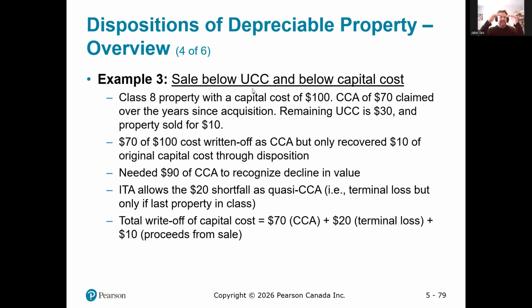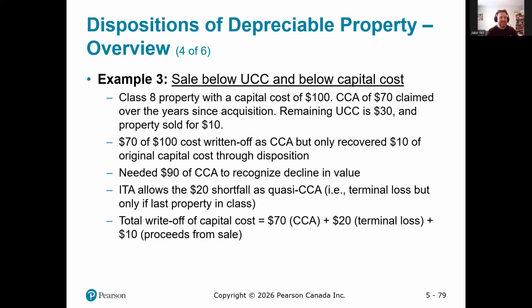Let's say we didn't sell it above UCC, but below. So our capital cost was 100, CCA 70, remaining UCC 30. Those are consistent. But now we only sold it for 10. So when we sell it for 10, that $30 will subtract our proceeds, leaving $20 in the bucket. But the asset's not there anymore. So we have $20 of UCC, but nothing to amortize.